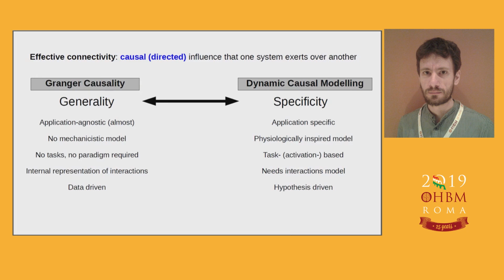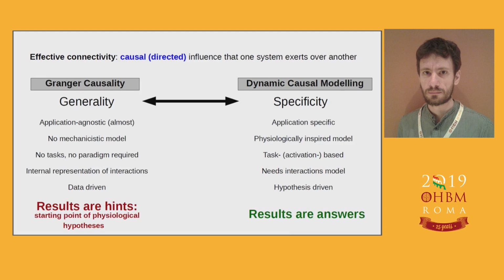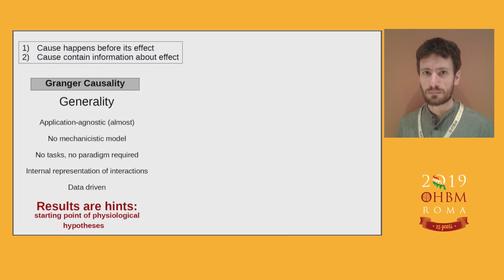Obviously, you get what you pay for, because with dynamic causal modeling, you get an exact answer to your very specific questions. While with Granger causality, you don't get answers, you just get some hints. And these hints represent the starting point of a physiological hypothesis. Granger causality is so general because it is based on two very general assumptions: the cause happens before the effect, and the cause contains some unique information about the future of the effect. I will give you an example.